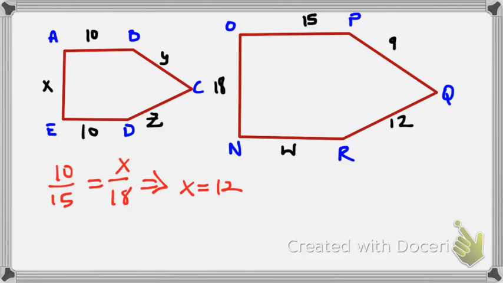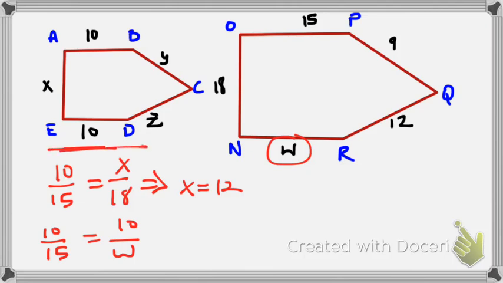And then finally I need to find W. If I want to find W, I'm still going to use that 10 over 15 because that was given to me. Now I'm going to do 10 over W, because ED goes with NR. So 10 over 15, you can see right there, that's going to equal 10 over 15. So I don't even have to cross multiply to know that W is equal to 15. You can: 10 times 15 is 150, 150 divided by 10 is 15. But 10 over 15 has to equal 10 over 15, right?